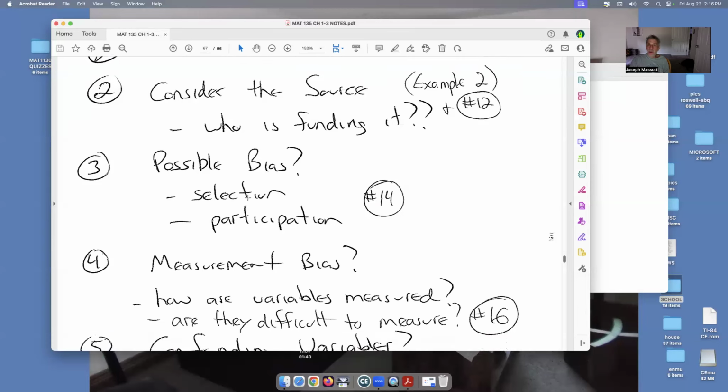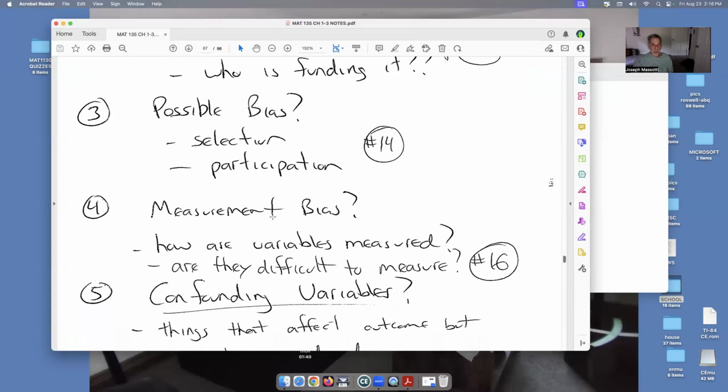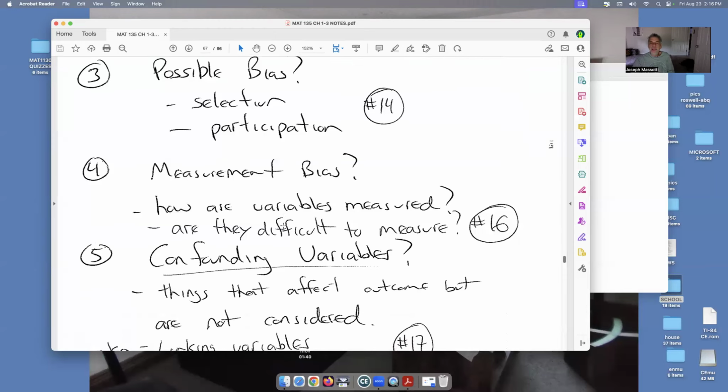So selection bias goes back to assigning the individuals to the groups. Hopefully that was done in a random manner. Participation bias has to do with the individuals themselves. We want to at least make sure it's single blind, I would say, so that they don't know whether they received a treatment or not. Measurement bias has to do with what is being measured. Is it something that's easily measured? Is it a numerical quantity that can be measured down to any level of accuracy we wish? Or is it an emotional kind of measurement, something being measured by people on an excellent to poor scale or something like that? Is it difficult to measure?